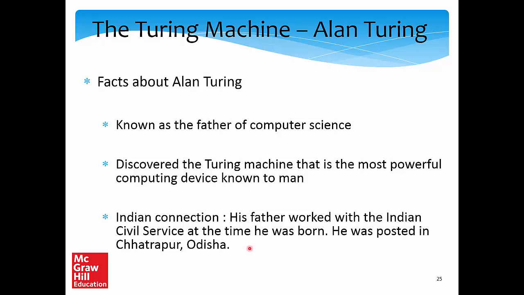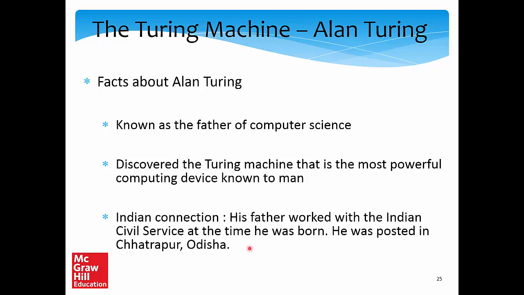So how do we build one such universal machine that can compute the results of all kinds of programs? Well, the answer to this is attributed to a gentleman called Alan Turing, who's the father of computer science. And he discovered the Turing machine, the most powerful computing machine known to man. There is an Indian connection to Alan Turing: his father worked with the Indian Civil Service at the time that he was born. But again, this is disconnected from the lecture per se.